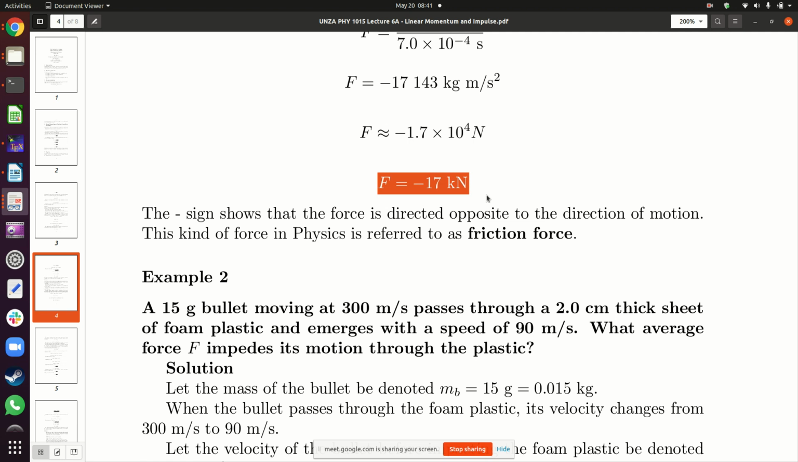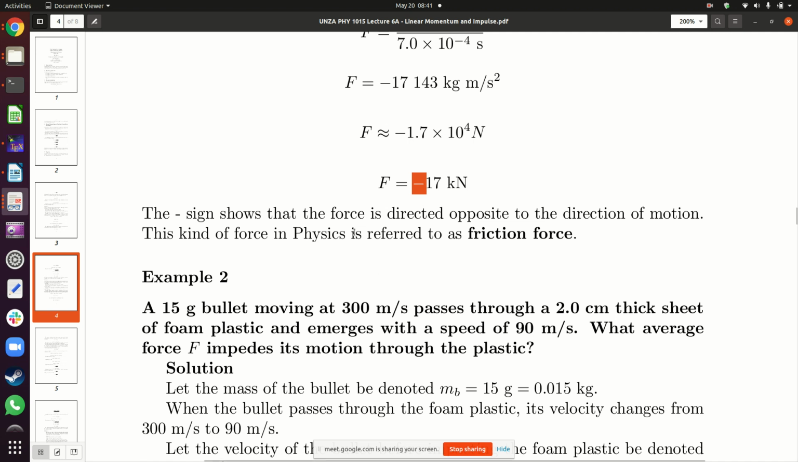So approximately minus 17 kilonewtons. So this is how much force you need. Now if you look at this force which you need, you can see that this force is negative. This force is negative because it is pointing in a direction which is opposite to the direction in which your object is moving. So your object is moving in one direction, this force is pointing in the other direction.